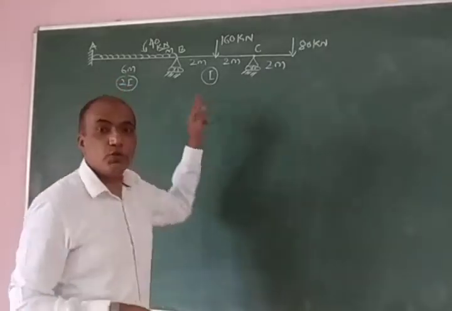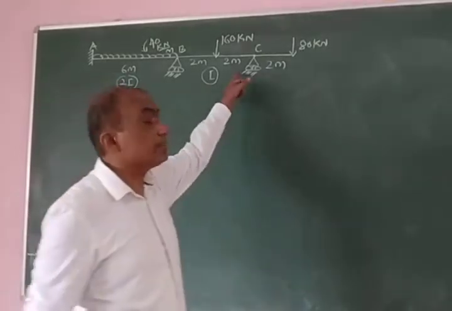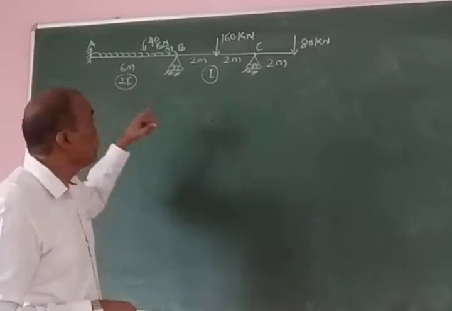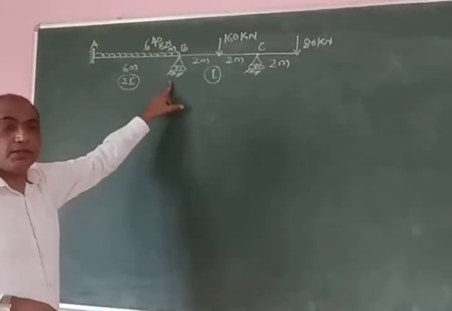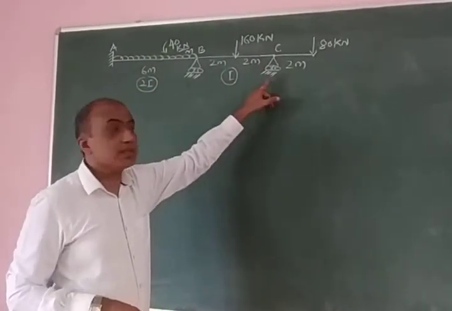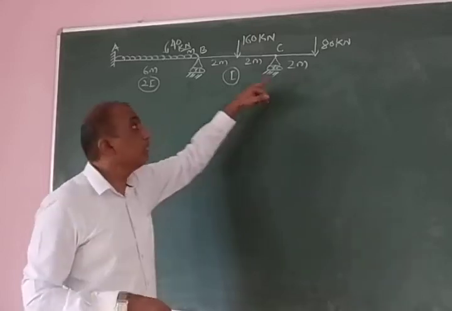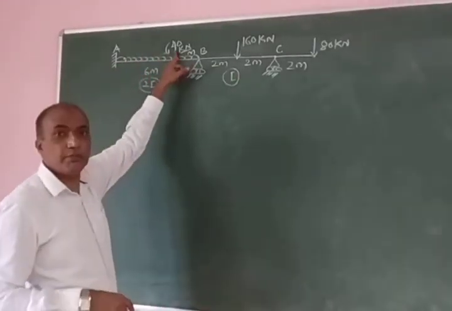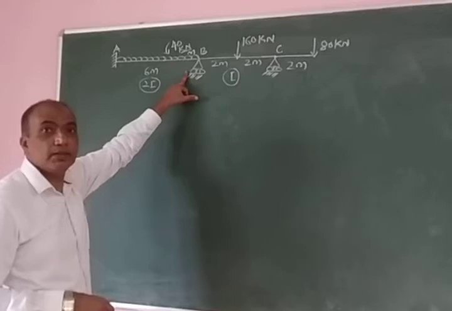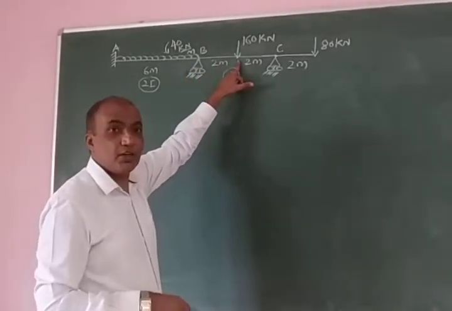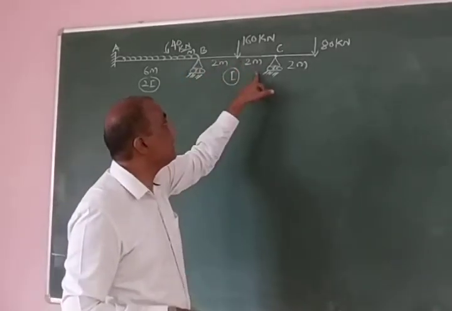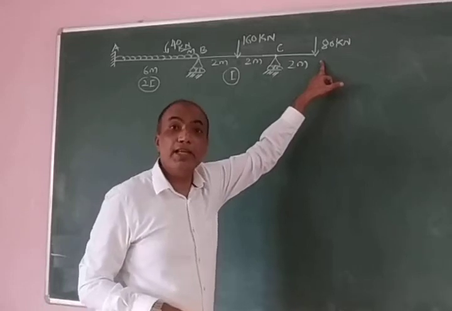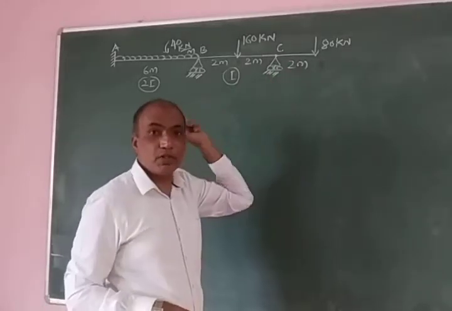It is a two-span continuous beam, but there is an overhanging portion. So the span AB is 6 meters, span BC is 4 meters. There is an overhanging portion of 2 meters. The loads are as shown: 40 kN per meter for the entire AB span, 160 kN at the center of BC, and there is an overhanging load of 80 kN at a distance of 2 meters from C.